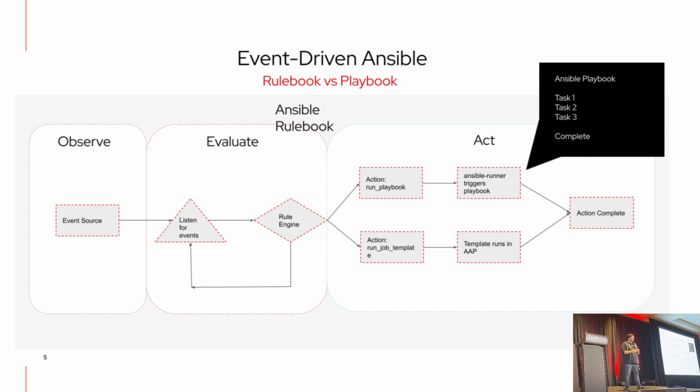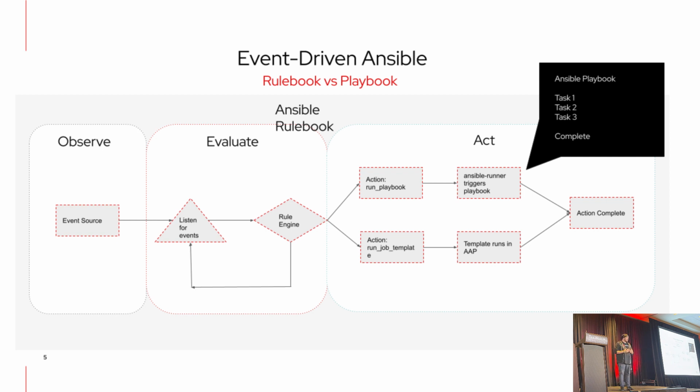Now, there is a question around, okay, well, we have Ansible Rulebooks. What's the difference between the Ansible Rulebook and the normal playbook that we know, right? Well, let's break it down. The playbook, we know that we trigger a playbook, what happens? It goes top to bottom, sequentially, and it does what it needs to do, and then it exits.